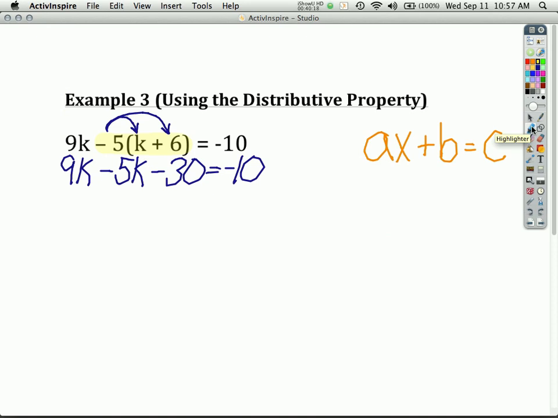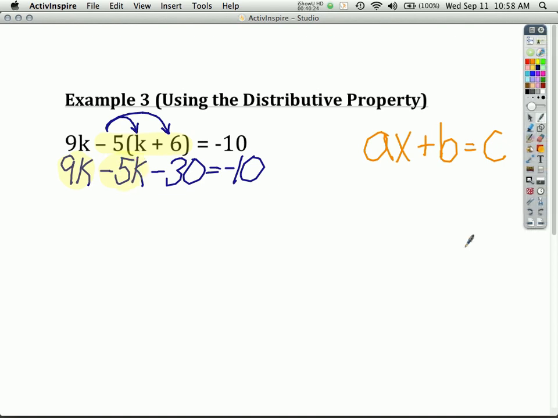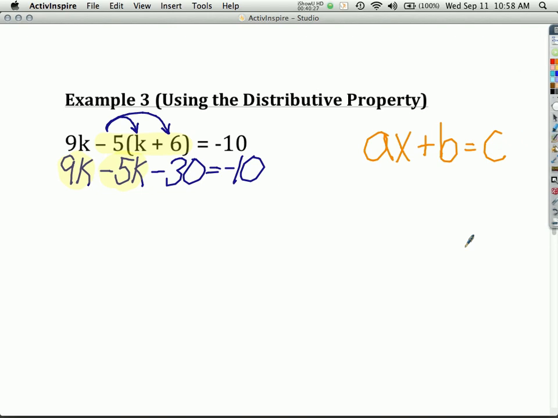Combine like terms. So now we have the 9k and the negative 5k. Sebastian's an expert, so let's check with him. 9k minus 5k, what do we get? Very good. Don't worry, you're an expert. I trust you. So now we get 4k minus 30 equals negative 10. Have we achieved our goal of getting it to look like what I wrote in orange? Yeah, now it looks like a two-step equation.